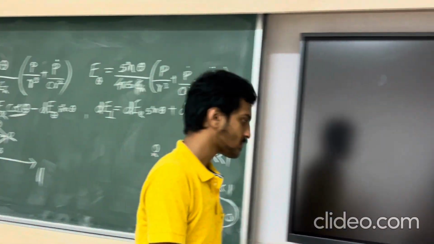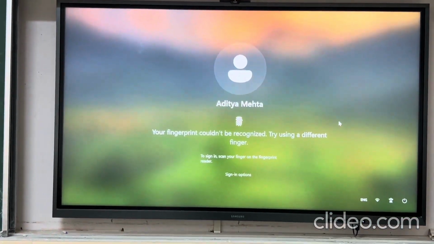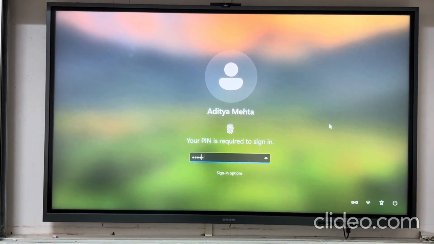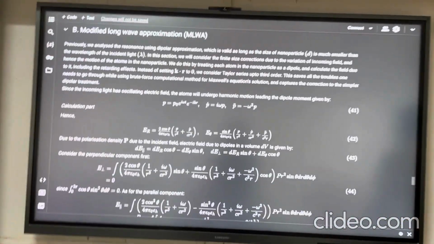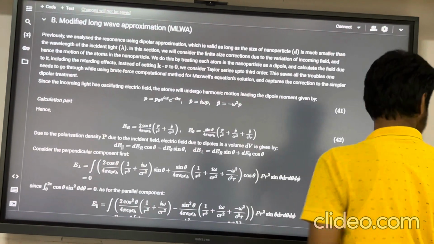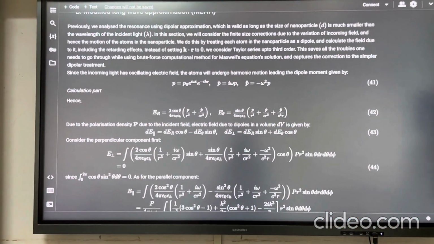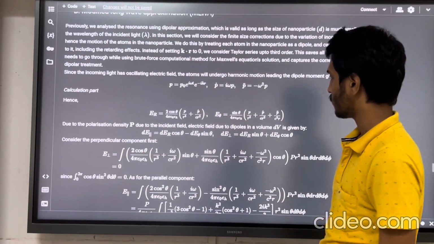Similarly, this is the parallel component and the perpendicular component.